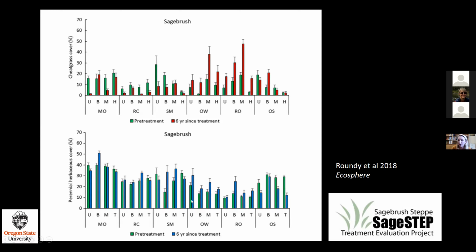If you look down below, this bottom panel is showing perennial herbaceous cover in the same 6 plots and the same treatments. Here the green bars are pre-treatment and the blue bars are bunch grasses, 6 years post-treatment. So it's mostly in the plots where we didn't have that big cheatgrass flush that we tended to have more perennial bunch grasses. And I think Gene Chambers' talk later today will get at some of those soil temperature, soil moisture gradients that contribute to the different inherent plant communities and resistance and resilience at those sites.